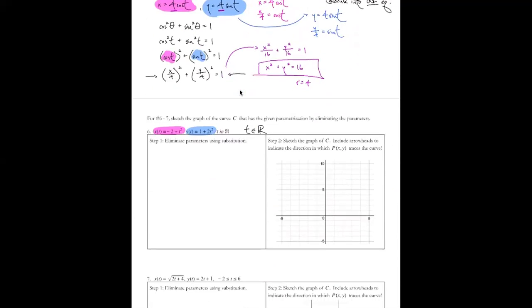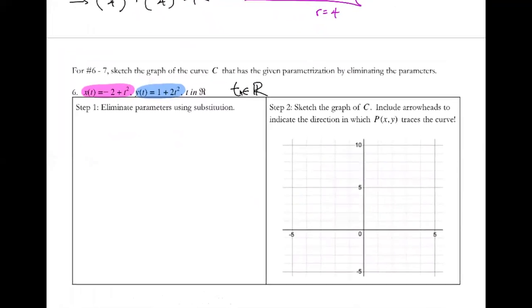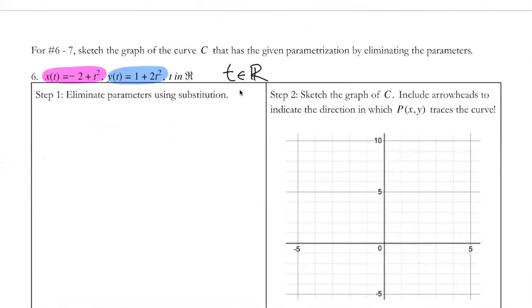And so let's do that same thinking here for number 6, all right? So let me write out the two equations. x equals -2 plus t squared, and y equals 1 plus 2t squared.